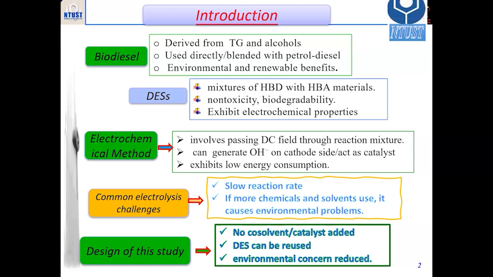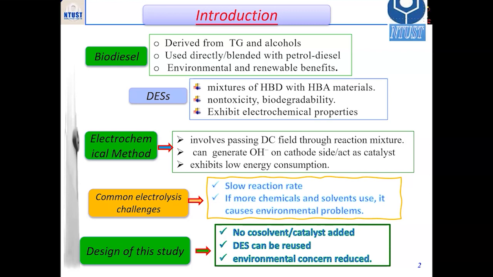This electrochemical method is unique. It involves passing direct current through the reaction process, and during the reaction, it generates OH⁻ from the electrolysis of water, which can be applied as a catalyst instead of adding an external catalyst. So it has low energy consumption, and it is maintained at room temperature.